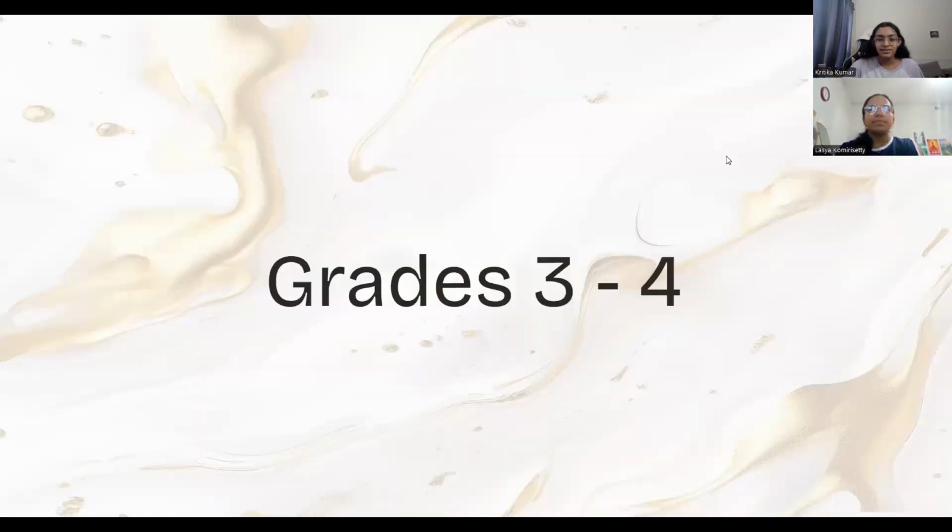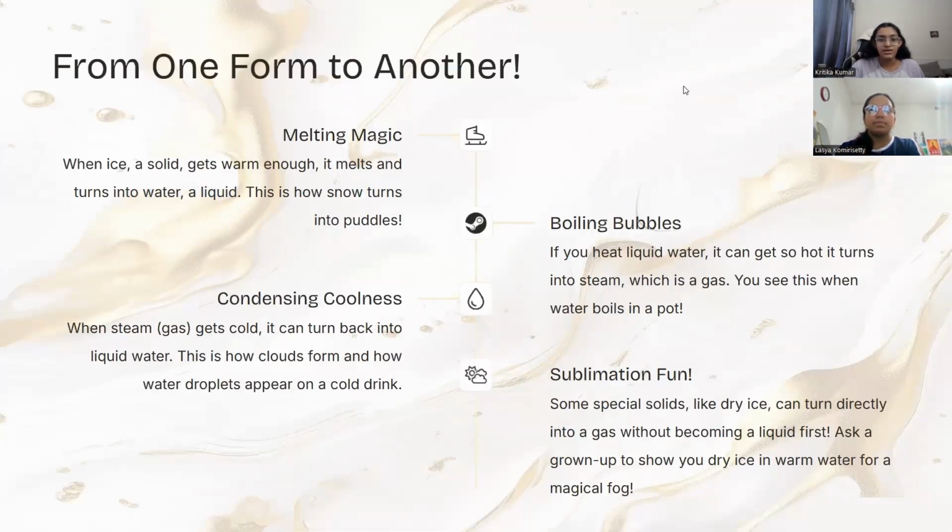So the next couple slides are for grades 3 to 4. From one form to another. Melting magic. When ice, which is a solid, gets warm enough, it melts and turns into water, which is a liquid. This is how snow turns into puddles.